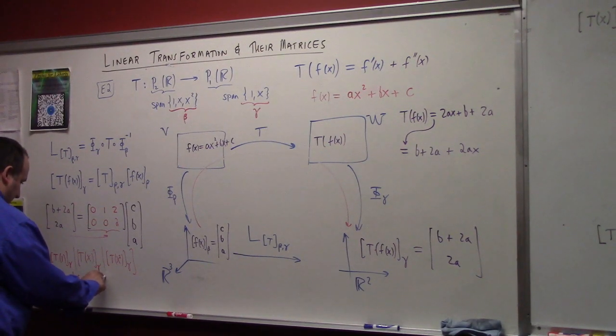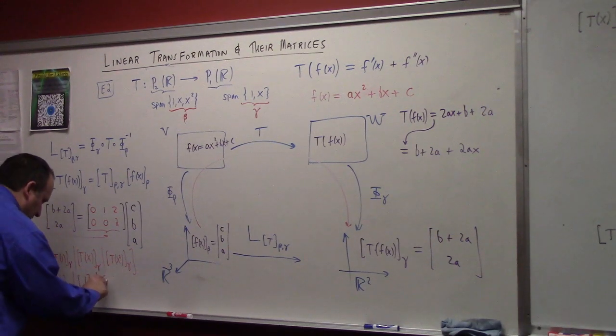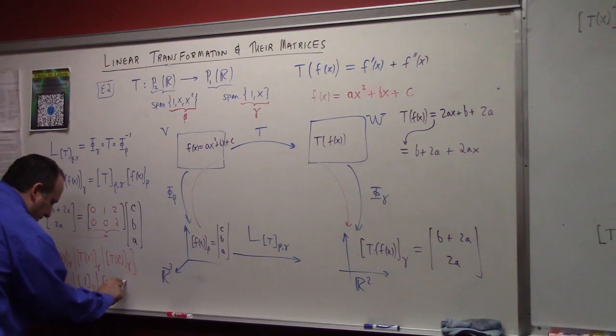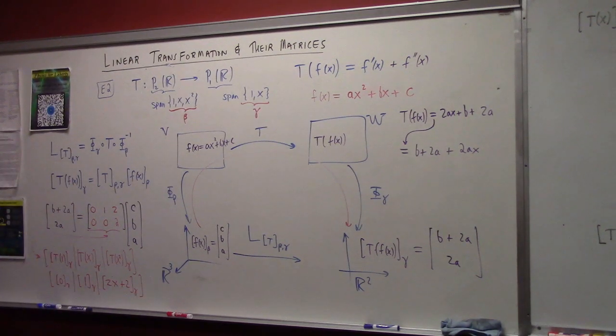Oh, my bad, I'm missing something here. It was f prime plus f prime prime, right? So we get what? 2x plus 1. 2x plus 2? Right? 2x plus 2, yeah, my bad. I can't calculate my own formula.